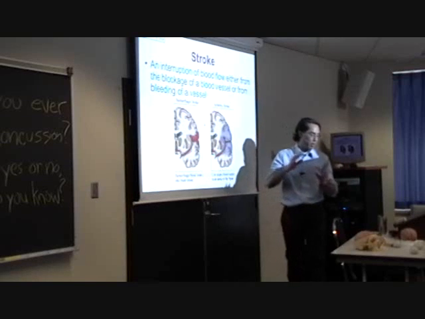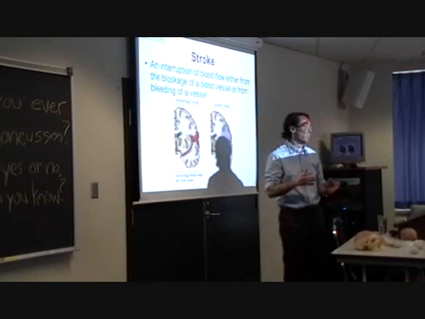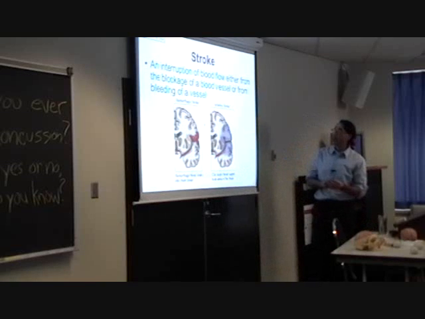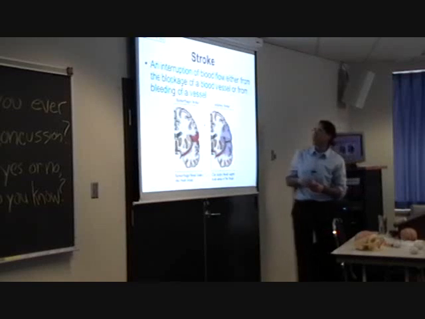So we talked about how different parts of the brain are involved in different functions, and this is where you really see this come out when you have a stroke. So, just a definition: it's an interruption of blood flow, either from the blockage of a blood vessel or from bleeding of a blood vessel.